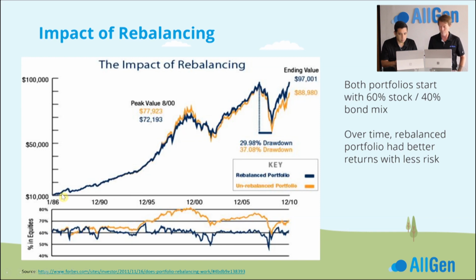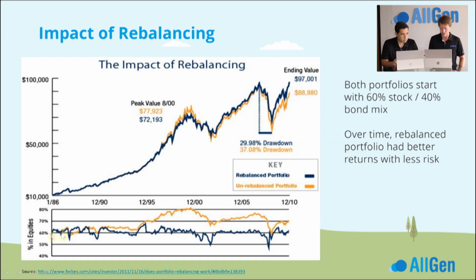We're looking at the blue line, which is the rebalanced portfolio, and then the yellow line here is the unrebalanced portfolio. This one's rebalanced every year, at the beginning of the year. You can see during the really good times in stocks, like the late 90s, the unrebalanced portfolio actually started doing a lot better as the stock market was really strong during that time.